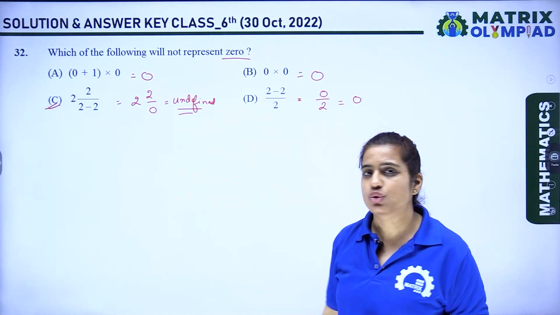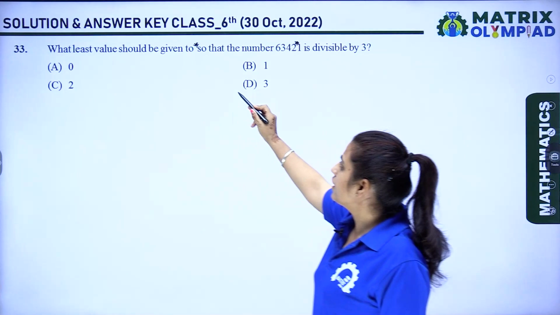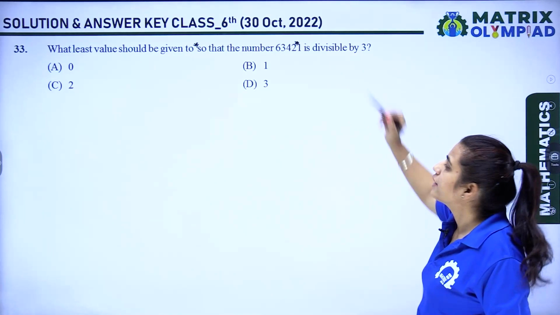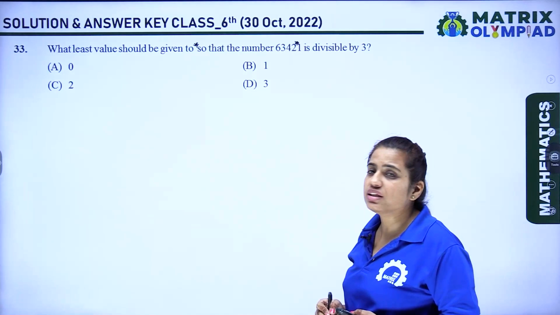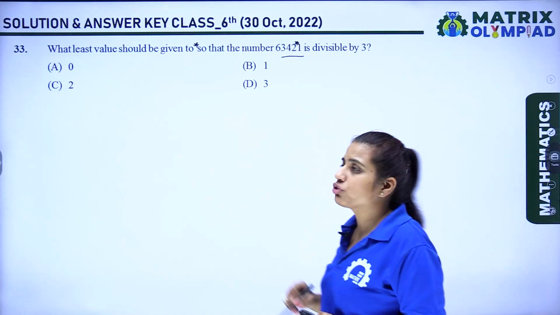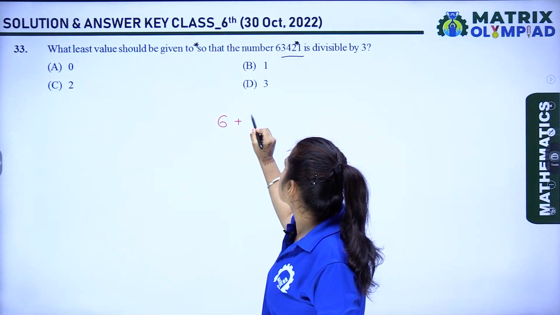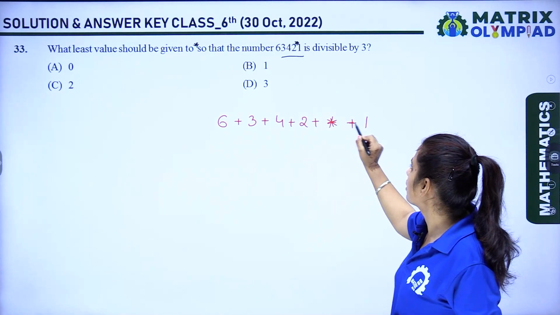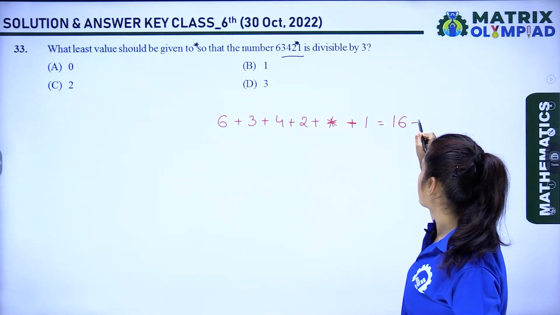Now the next question is, what least value should be given to star so that the number 634,002 star 1 is divisible by 3? Here we have to find the least number which should be given to the number so that it is divisible by 3. According to the divisibility rule, the digits 6, 3, 4, 2 plus star plus 1 give the sum as 16 plus star.